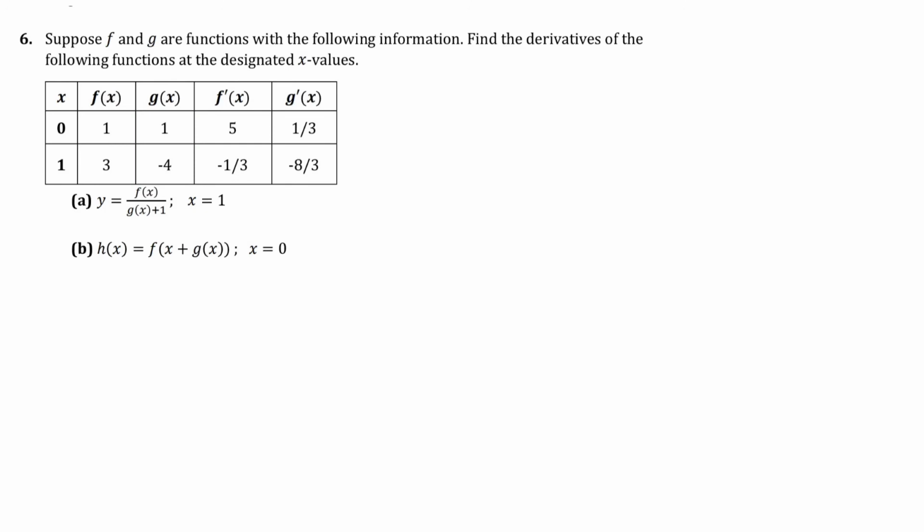All right, so here's number 6. You're given a table. f and g are functions with the following information. Find the derivatives of the following functions at the designated x values. So you're going to find the derivative of this function at 1 and the derivative of this function at 0.